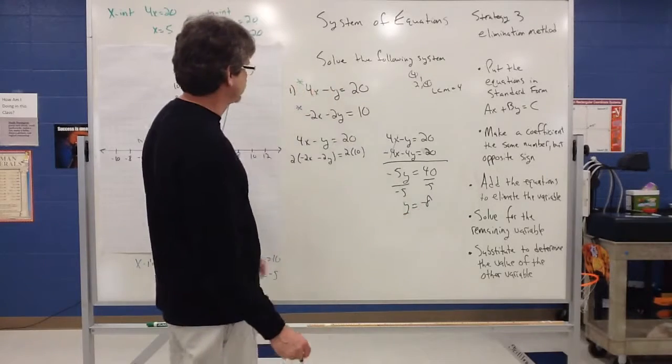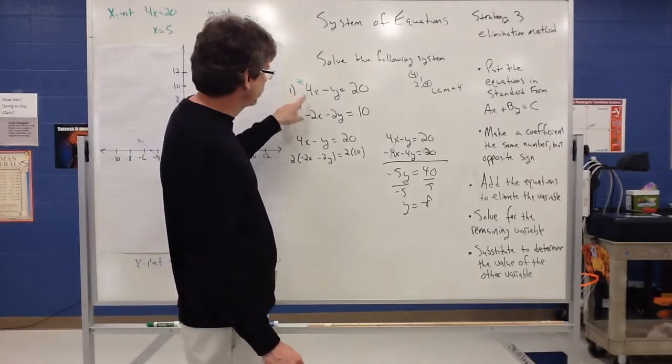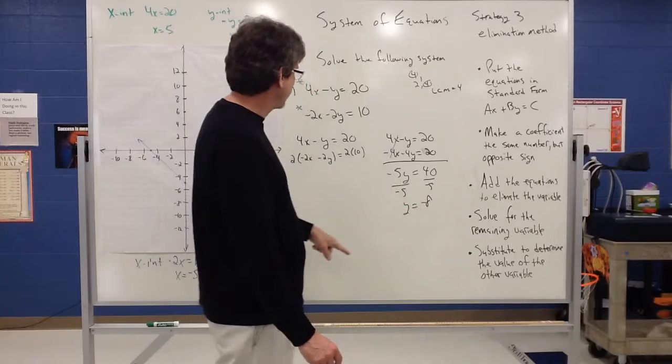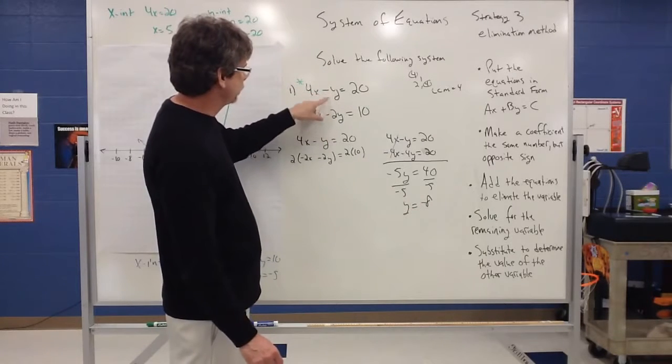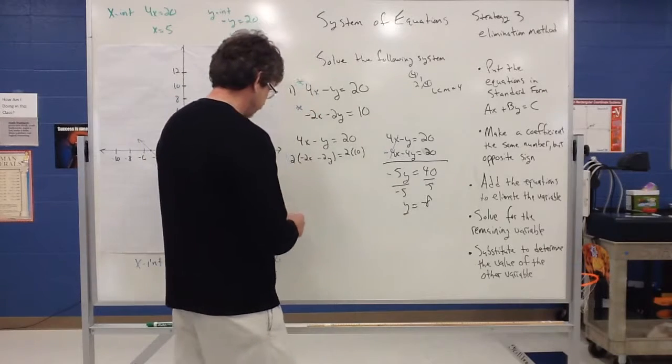I got a slew of equations. I'm just going to go back to the original equations, and I want to substitute into one of these original equations. And notice I'm going to substitute negative 8 in for y. So I really don't see much difference between these two equations. So I'm just going to go ahead and substitute into the second equation, the top equation here.